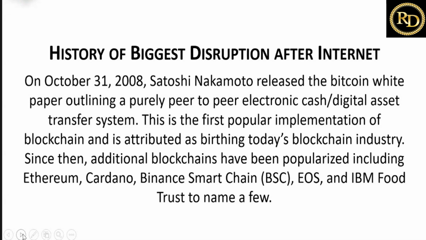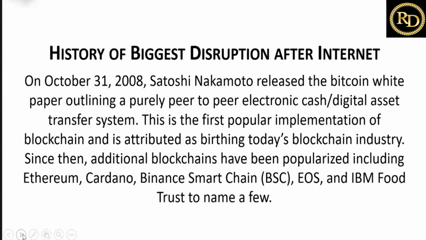If we go a little into the history of blockchain, it is the biggest disruption after the internet for a very simple reason: it decentralizes trust. I don't know who Mr. Satoshi Nakamoto is, whether he is a human being, a group of people or an individual, but there is a paper written by him in October 2008, which was about peer-to-peer electronic cash and digital asset lending. That is the genesis of blockchain, and it eventually led to a cryptocurrency called Bitcoin.